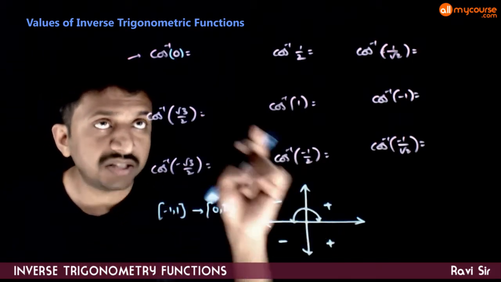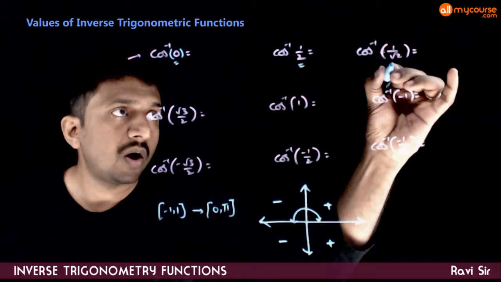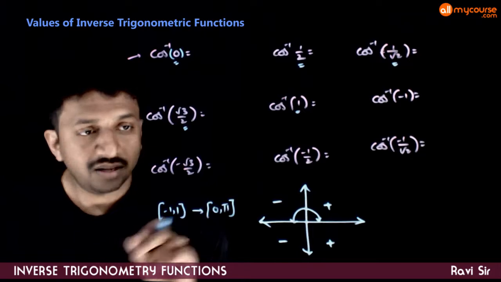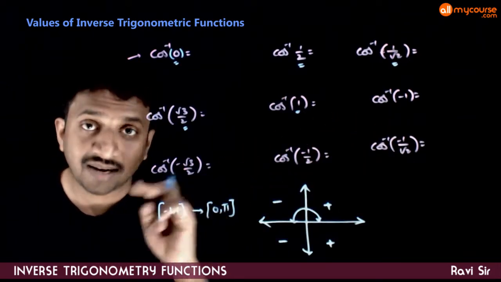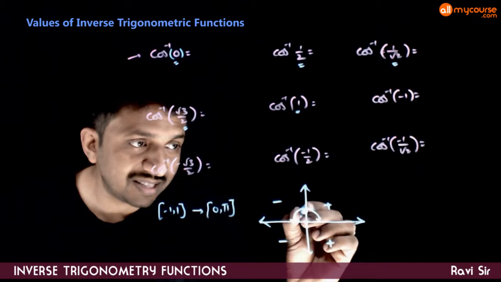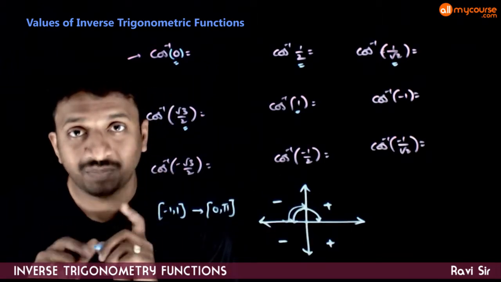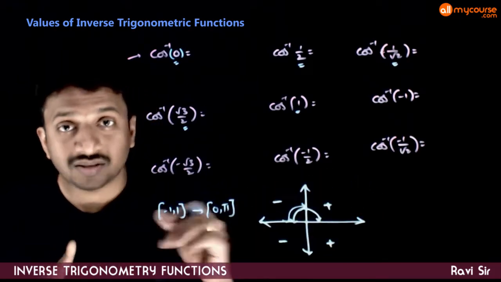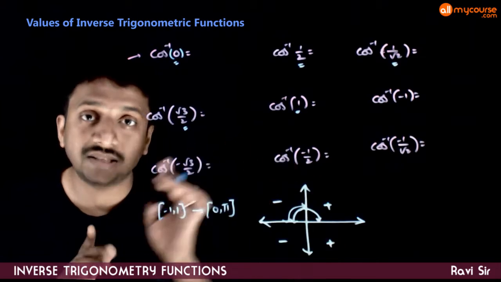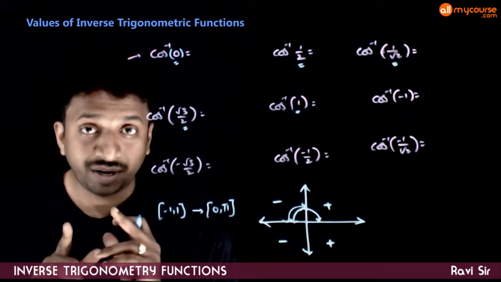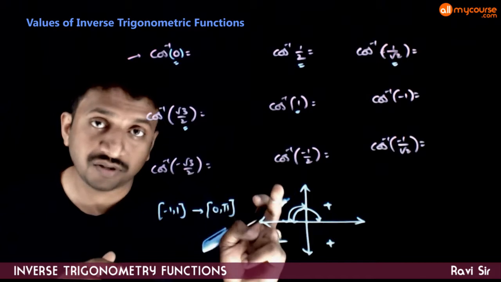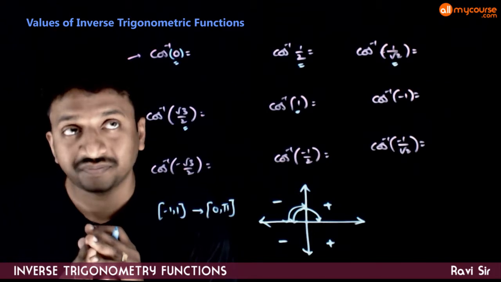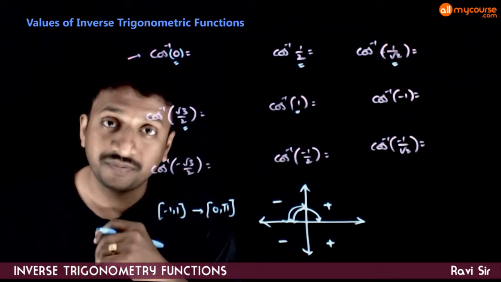And if a positive number goes inside cos inverse, you get angles in the first quadrant. If negative numbers go inside cos inverse, you get angles in the second quadrant. That's the difference between sine inverse and cos inverse. For positive numbers, both sine inverse and cos inverse give you angles in the first quadrant. But for negative numbers, cos inverse gives you angles in the second quadrant, sine inverse gives you angles in the fourth quadrant.